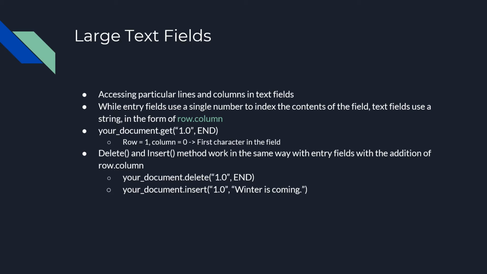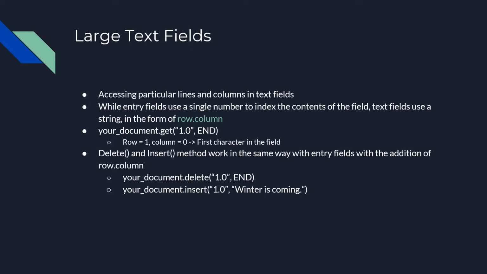While entry fields use a single number to index the contents of the fields, text fields use a string in the form of row.column. For example, if we want to retrieve the first character of the document entered, we would write the line of code: your_document.get("1.0", END). Row 1 and column 0 would refer to the first character in the field.